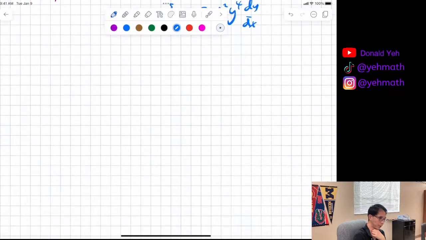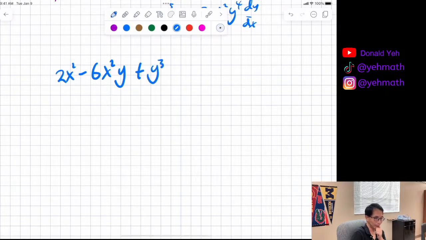Okay, so now I'm going to show you a question. Say I have 2x squared minus 6x squared y plus y to the third equals negative 6 plus y, like this. And I say, hey, I want to find the implicit derivative. Now, why do I need implicit? Because I cannot isolate the y. I've got y to the third, and I've got y on the other side. There's no way for me to isolate the y. Got it? So what we're going to do is take the derivative with respect to x here.